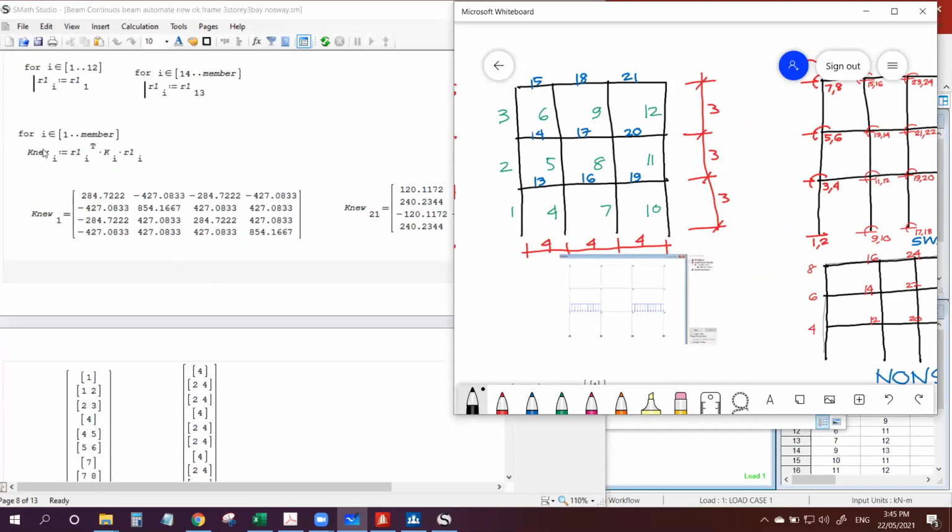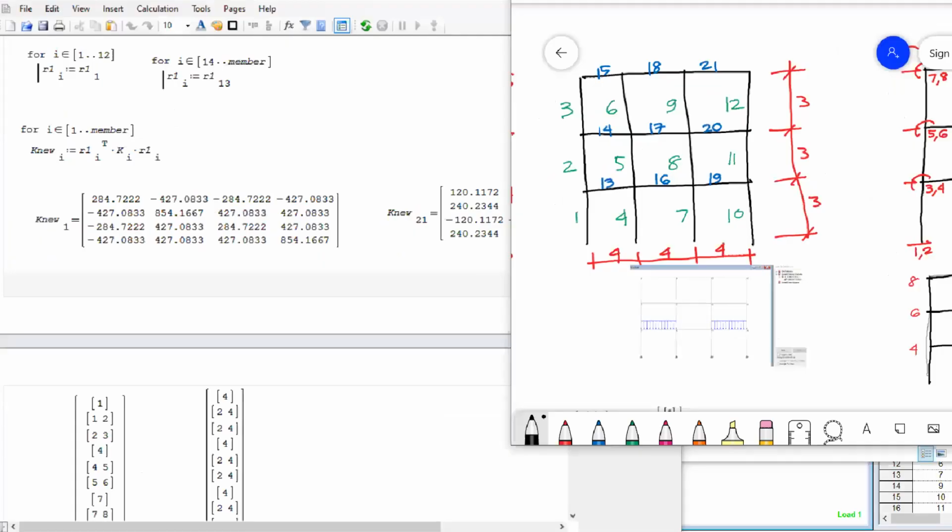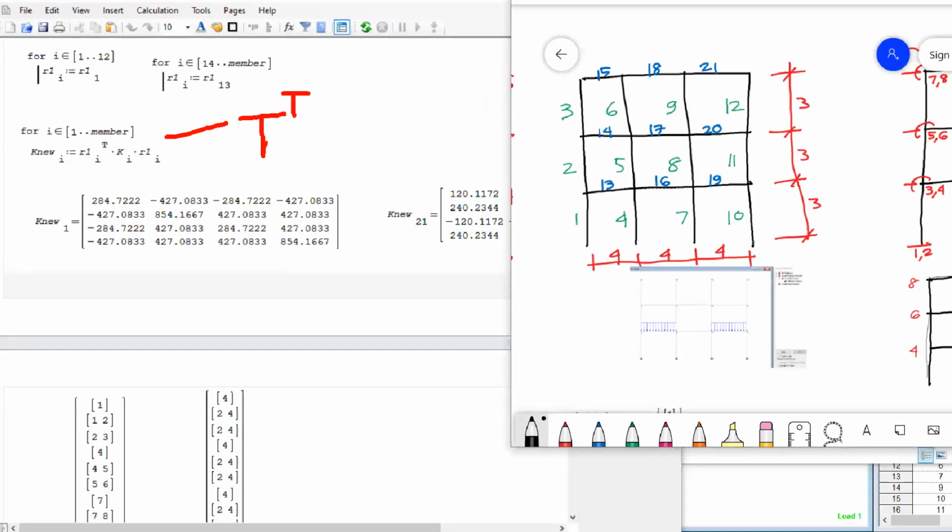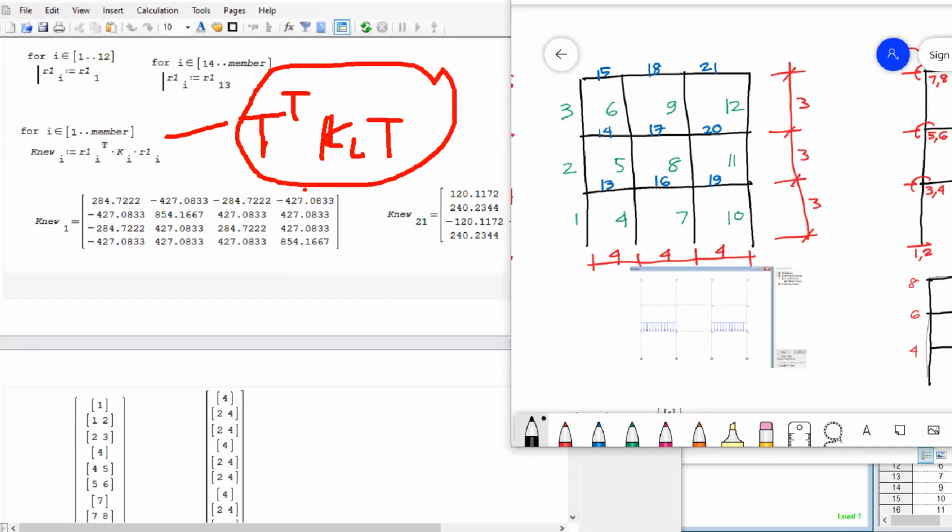Okay, so then you get the global stiffness matrix for each member. Again, remember the formula. This is T transpose K local times T. That's the formula. Okay.